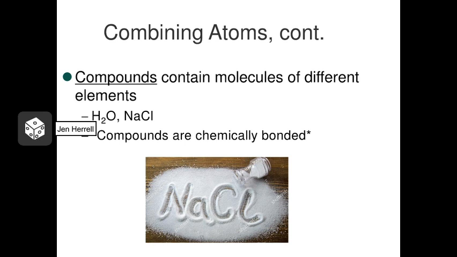Compounds are molecules that contain different types of atoms. So for instance, water is a good example of a compound because it contains hydrogen and oxygen in combination. Table salt contains both sodium and chlorine. Now within a compound, the atoms are chemically bonded together, so they're not just hanging out together, they are attracted to one another for some reason, which we'll get into later.